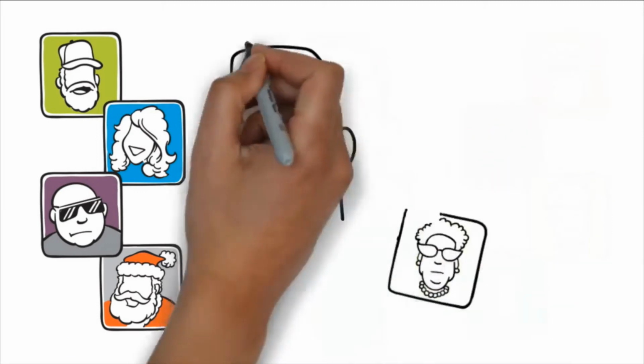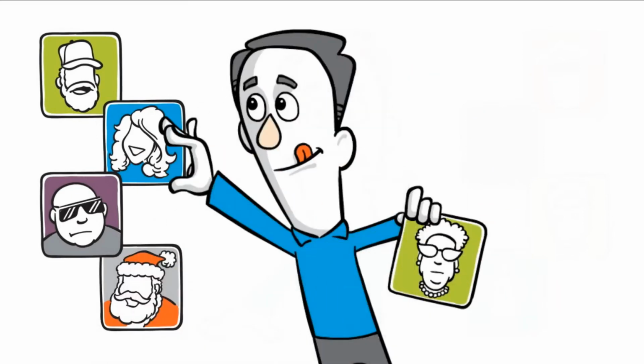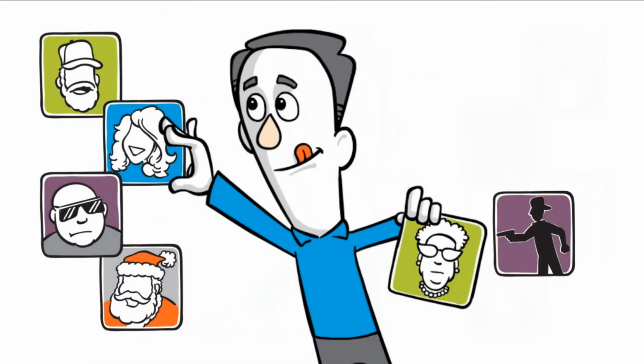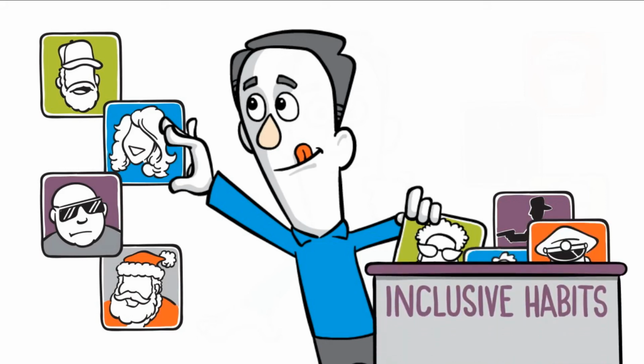You've already started by just learning about unconscious bias. Now, identify your own biases and address one at a time by building inclusive habits. Remember, if you do not intentionally, deliberately, and proactively include, you will unintentionally exclude.